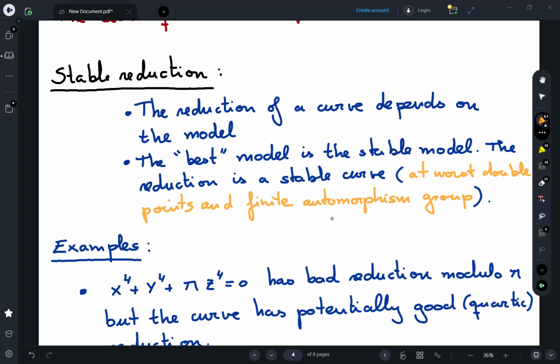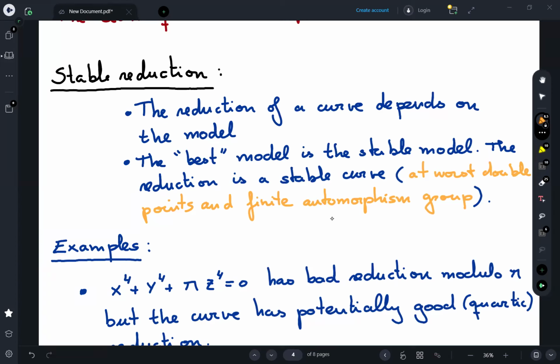So you get the zero ideal. You get a very bad reduction of your curve, like somehow the curve disappears. Just to say, this is an extreme case. We'll see some examples now in which the reduction really depends on the model.